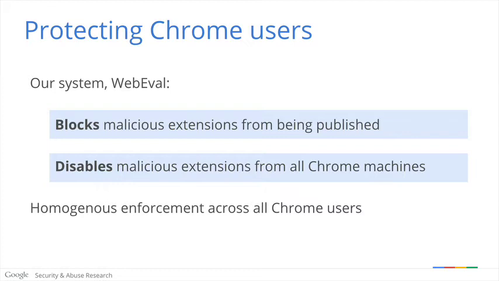So we challenged ourselves to build a system, in anticipation of seeing bad behavior in this ecosystem, that would help protect users from these threats. We call the system WebEval. The purpose of WebEval is to protect Chrome users, and it blocks malicious extensions from being published in the first place. And in the case that we miss something, it has the ability to disable malicious extensions from all Chrome users. This provides a homogeneous enforcement environment for Chrome users.